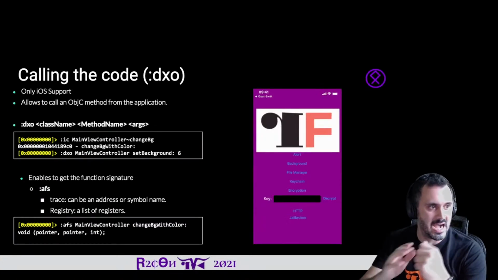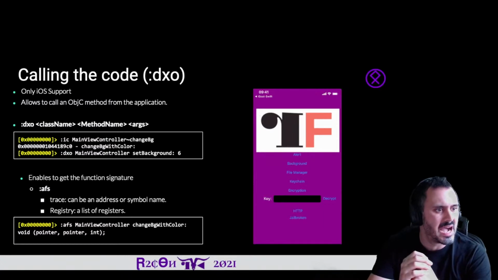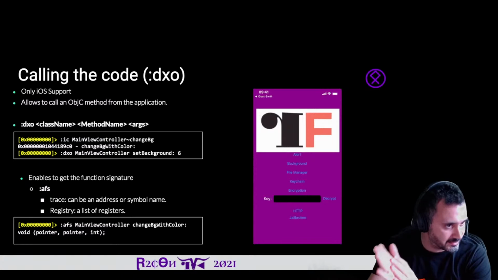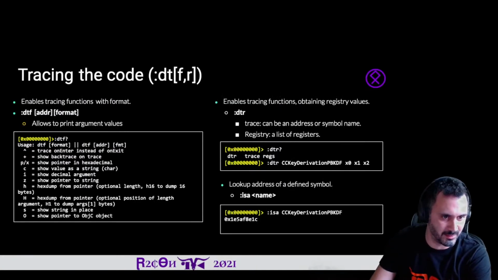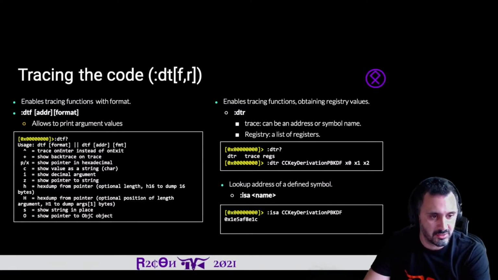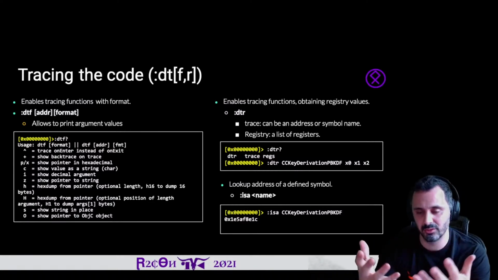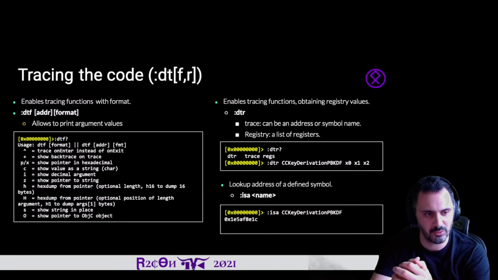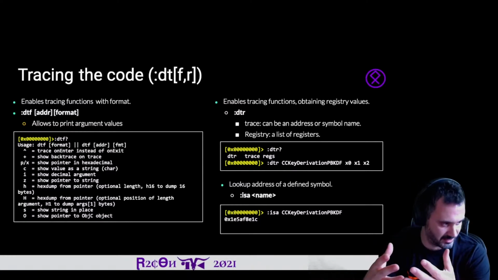So, slides. This is the DXO command that we have already used to interact with the application, and the EFS command, the function signature, to understand how the application is implemented. So from the dynamic world, we can now call and interact with the functions. However, we also need to understand and monitor the application itself.